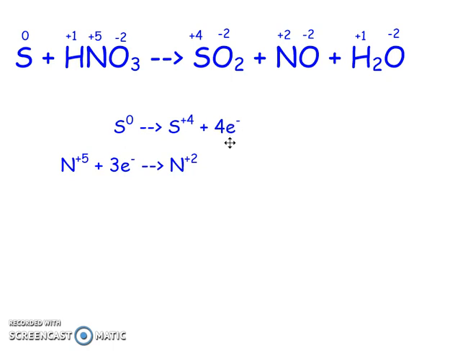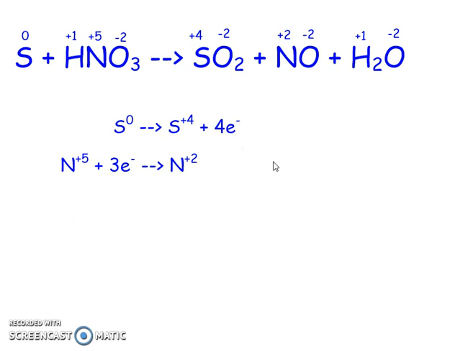I have 4 electrons being lost by each sulfur atom, but only 3 electrons being gained by each nitrogen. So when I say that overall the electrons lost have to equal the electrons gained, I don't mean that the number on the product side of one has to equal the number on the reactant side of the other. What I mean is this reaction isn't balanced, so we're going to have different numbers of sulfurs and nitrogens. So what I want to do at this point is just get the number of electrons to be equal. So I have 3 electrons being gained, 4 being lost.